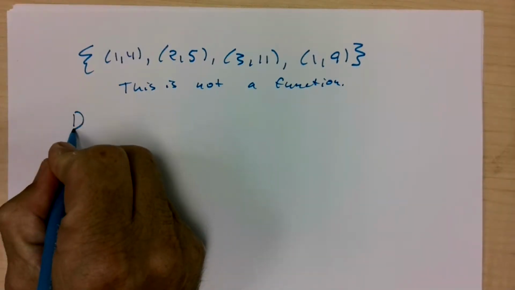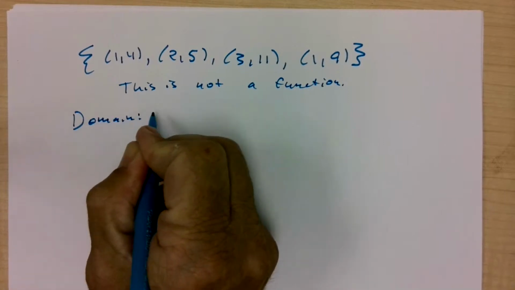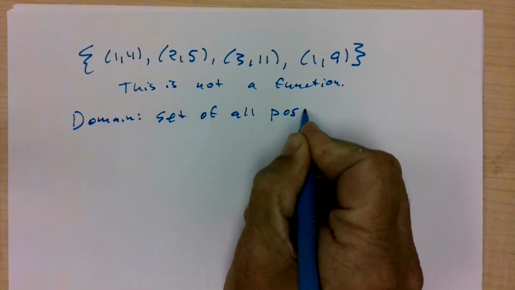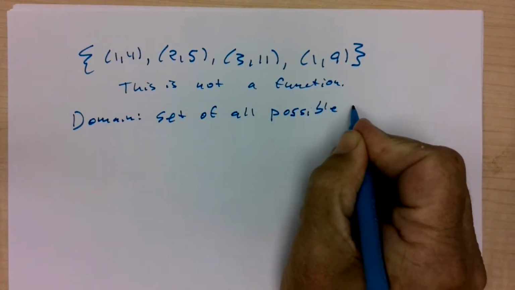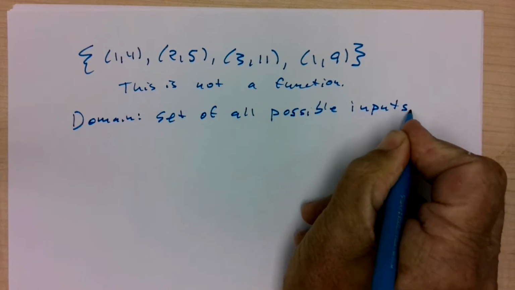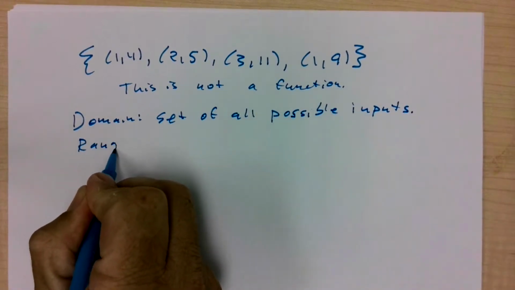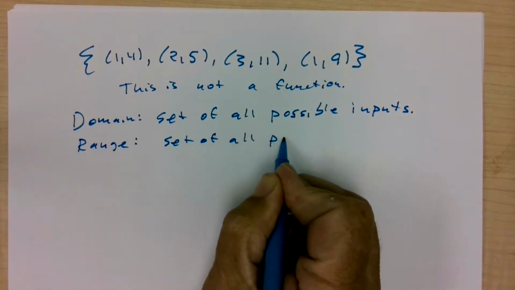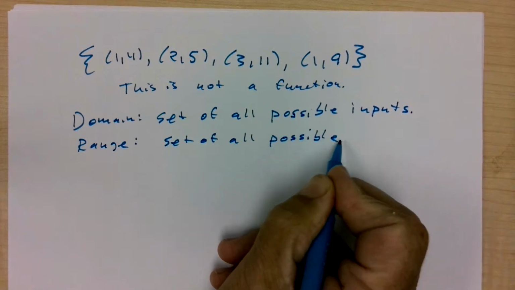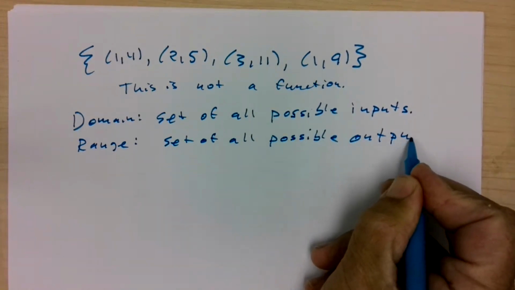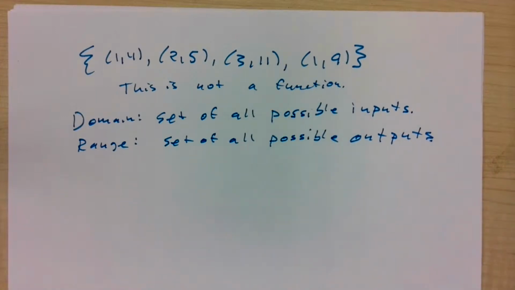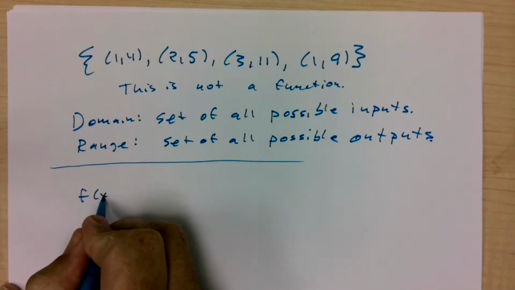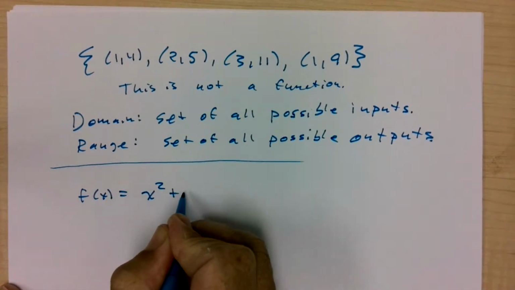Domain is the set of all possible inputs. Range is the set of all possible outputs. And the notation that we use for functions typically looks something like this. I might say f of x equals x squared plus 5.